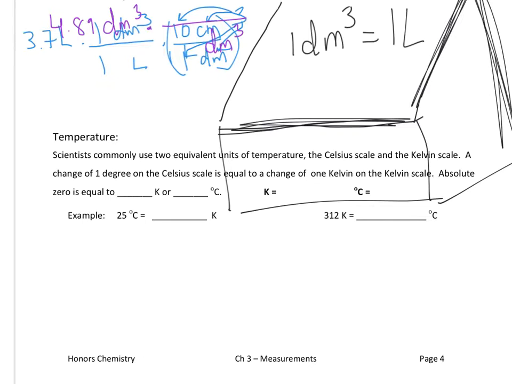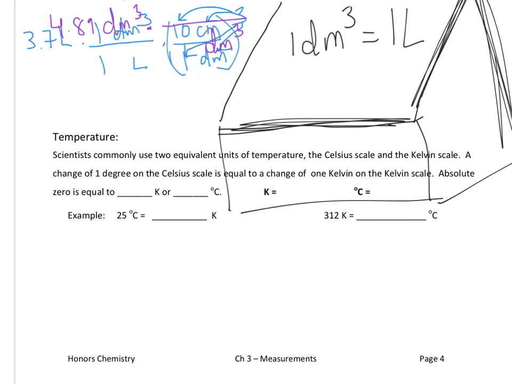All right. Next part is temperature, conversions in temperature. These are a lot easier than the metric conversions, I think. So in the United States, we usually use Fahrenheit like we talked about, but in science, we usually use either Celsius or Kelvin.